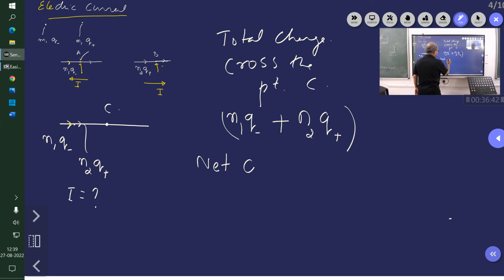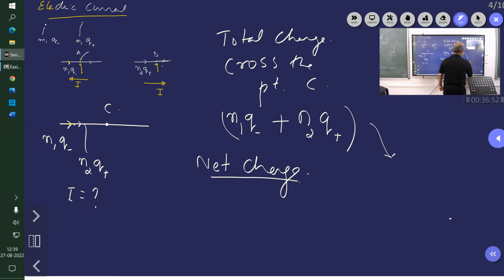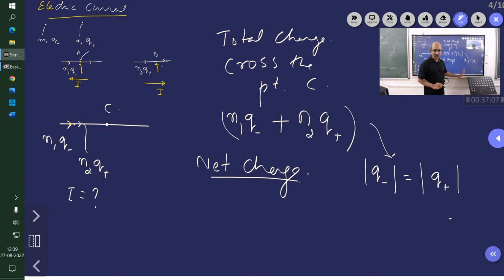There is a concept called net charge. Now try and understand this net charge. I will say the magnitude of negative charge is equal to the magnitude of the positive charge. Magnitude of negative charge means, say, minus 10 coulombs. The magnitude of minus 10 coulombs is 10 coulombs. The magnitude of plus 10 coulombs is also 10 coulombs. So, I will say the magnitude of both are equal to Q.